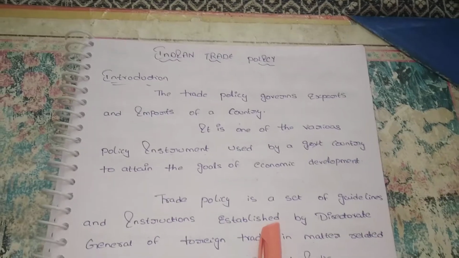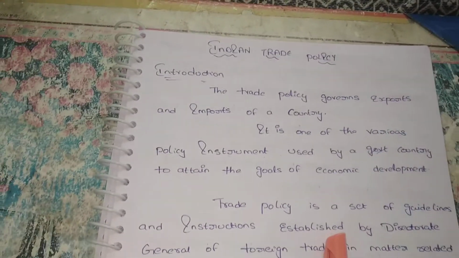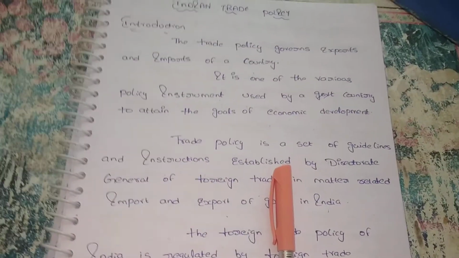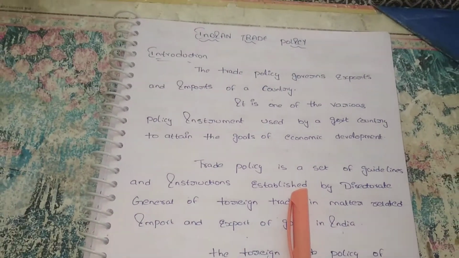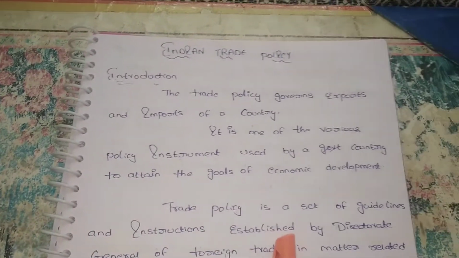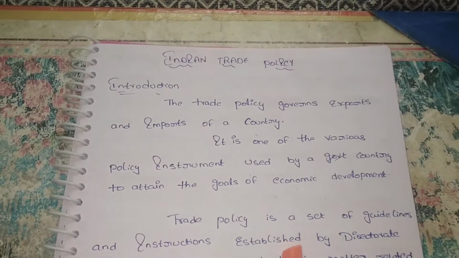In the previous lecture, we discussed the remedies or measures for correcting the balance of payments in international trade. Up to now, we completed our second unit. Today, we are entering our third unit. The third unit is Indian Trade Policy. So today we discuss some important concepts and the introduction of the Indian trade policy.